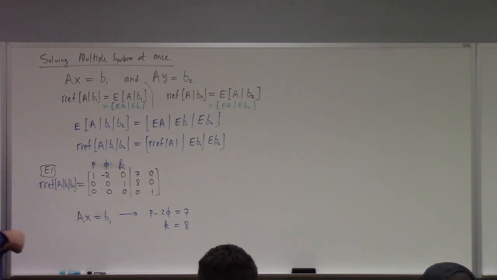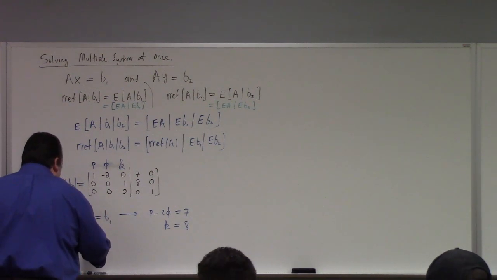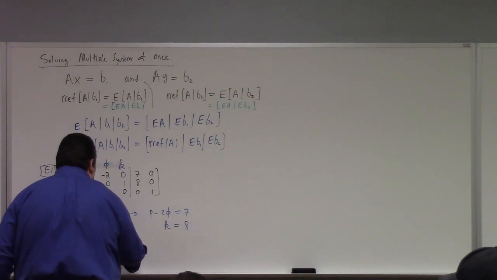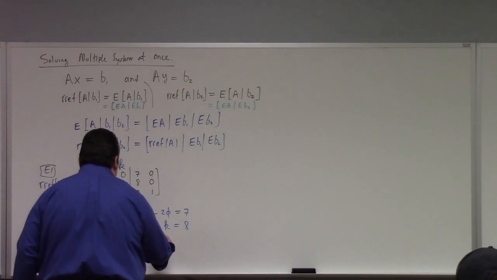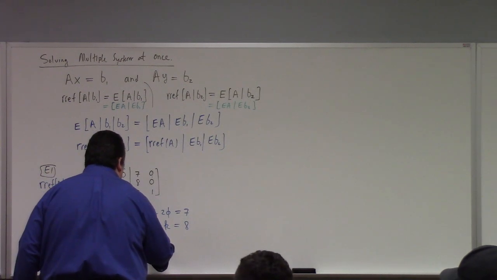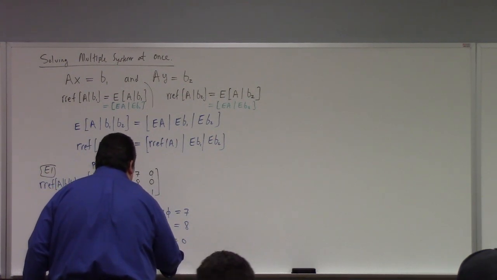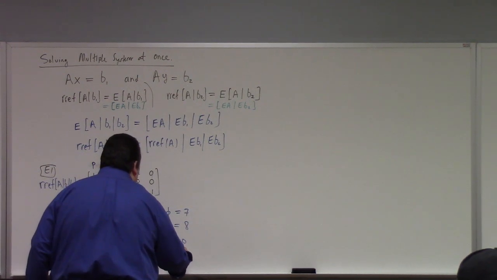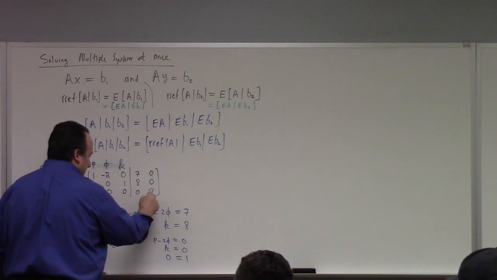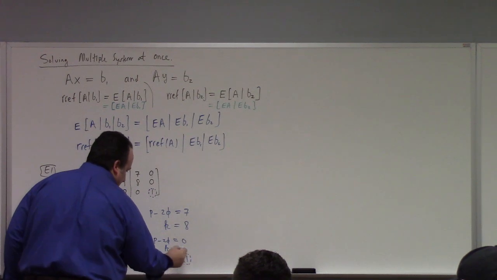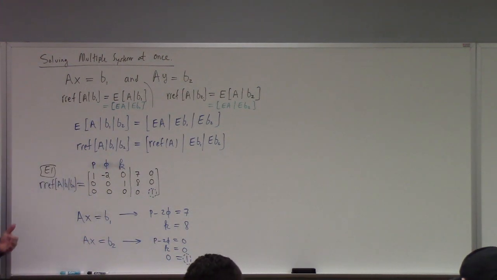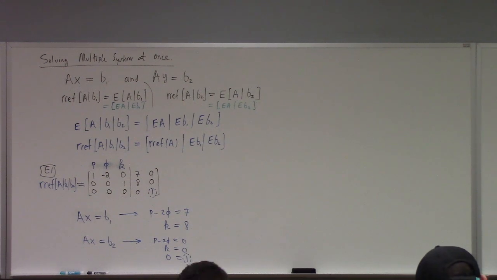On the flip side, if we look at AX equals B2, this is equivalent to P minus 2 phi equals 0 and K equals 0, but most interestingly, the last equation, this one right here, right? That's a problem, right? So that shows you that the system AX equals B2 is in fact inconsistent. All right? Does that make sense?